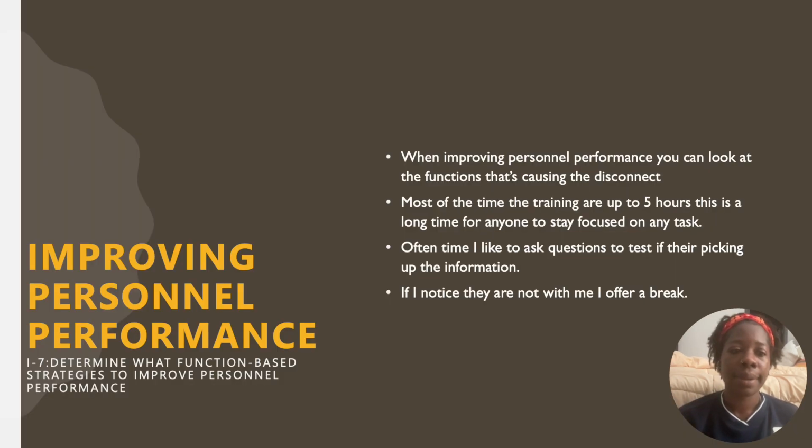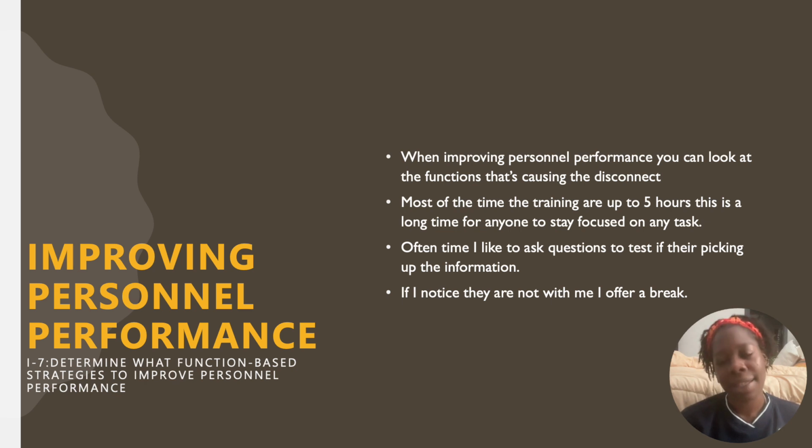Alright, so we are going to be going into I7, which is determining what function-based strategies to improve personnel performance. So when improving personnel performance, you can look at the functions that's causing the disconnect. Most of the time, the trainings are up to 5 hours. This is a long time for anyone to stay focused on any task. So oftentimes, I like to ask questions. It's kind of like a little test.